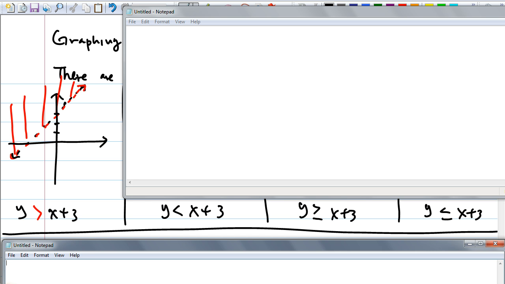Okay, so those of you that graphed y less than x plus 3, how does that look different than the first case here? All 4 cases look different, don't they? Kaylin, what do you think?